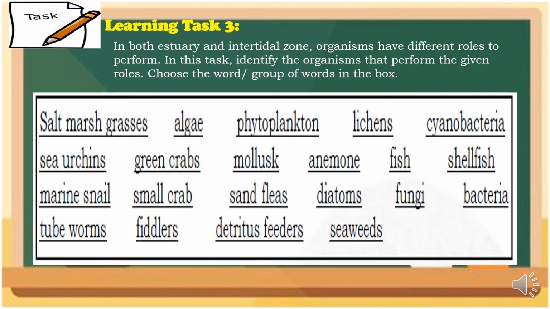We have salt marsh grasses, algae, phytoplankton, lichens, cyanobacteria, sea urchins, green crabs, mollusk, anemone, fish, shellfish, marine snail, small crab, sand fleas, diatoms, fungi, bacteria, tube worms, fiddlers, detritus feeders, and seaweeds.